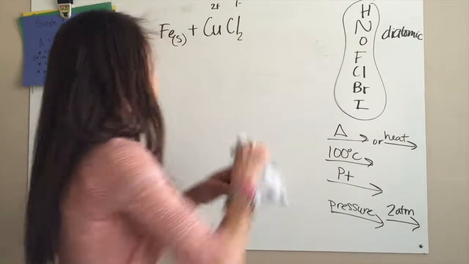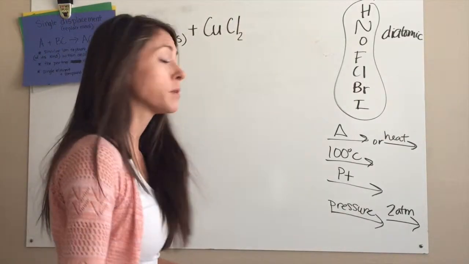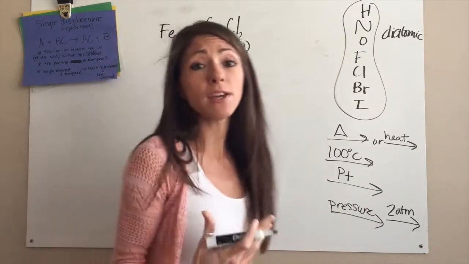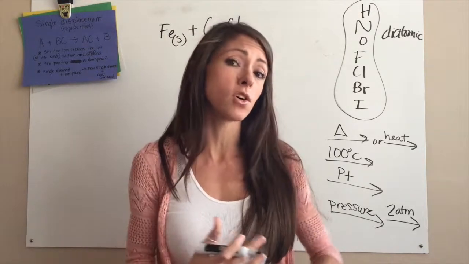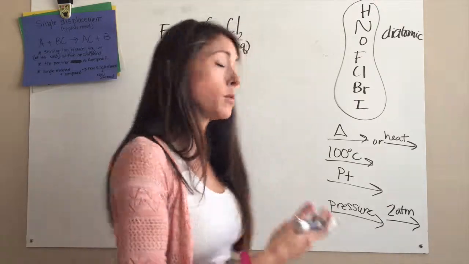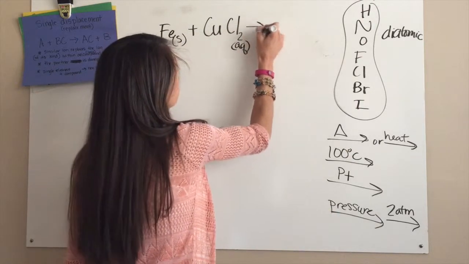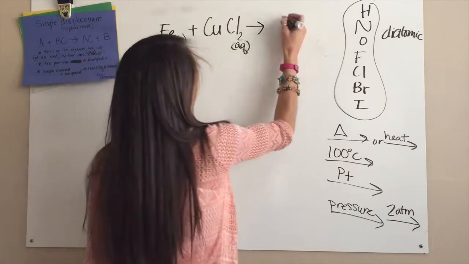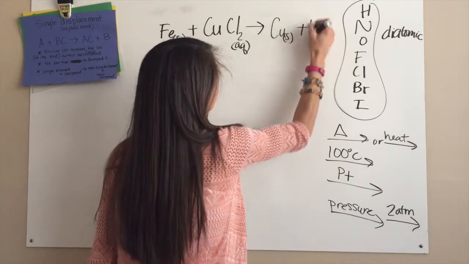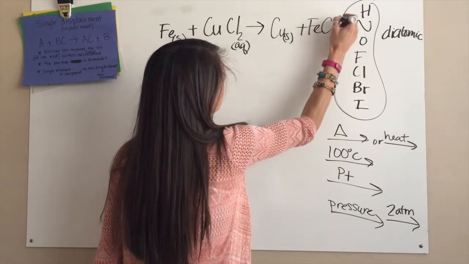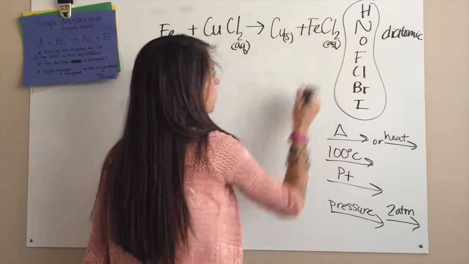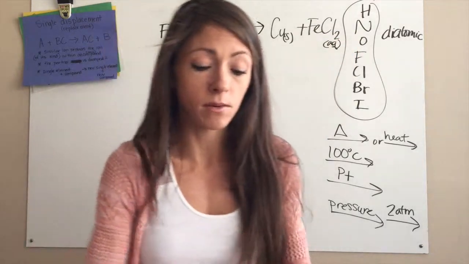Now, copper 2 chloride, this is a copper 2 chloride solution. Now AQ is a term that means it's been dissolved in water. It means aqueous. So if you've got a solution that's been dissolved in water, we indicate it with an AQ. Now these will react to form copper solid and iron 2 chloride, okay? And this is still aqueous, it's still dissolved in water.